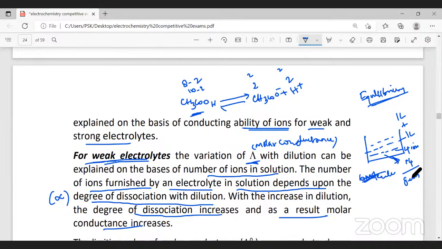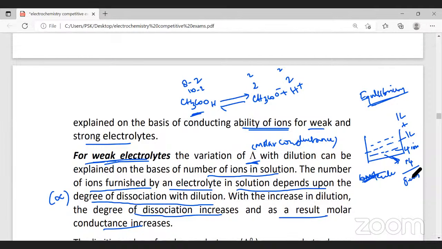8 ions. So what happens is, when you dilute, the dissociation of the weak electrolyte increases. When dissociation increases, the number of ions formed increases, so conductance also increases. With the increase in dilution, the degree of dissociation increases. At 1 liter, only 4 ions were there. When diluted further, dissociation increases, the number of ions formed is more, and therefore conductance also increases. Did you understand?